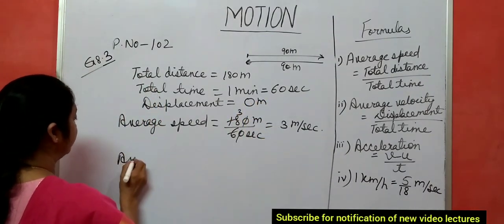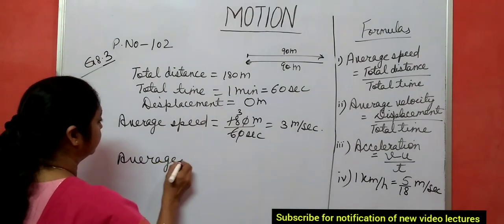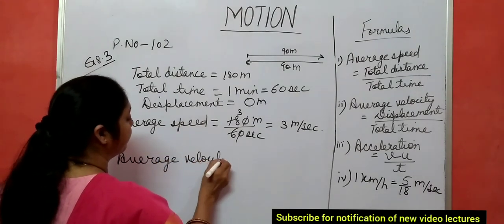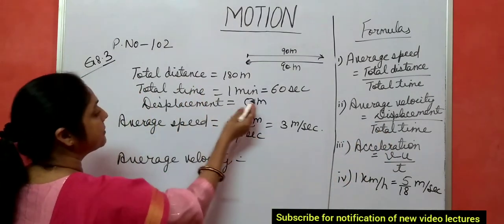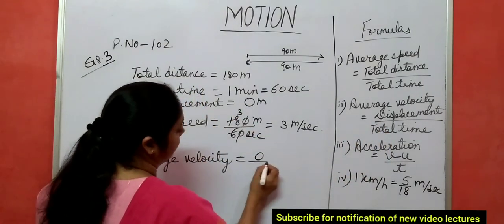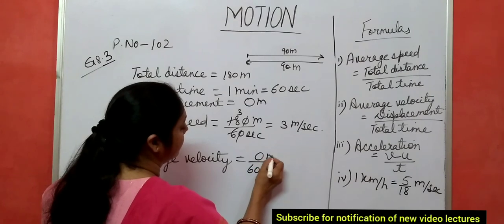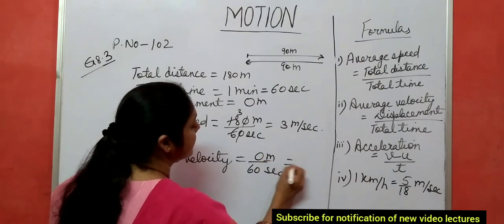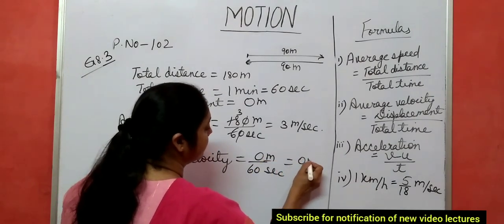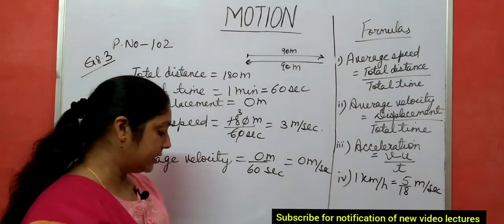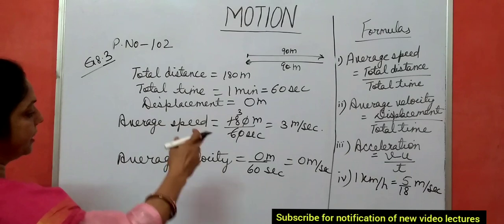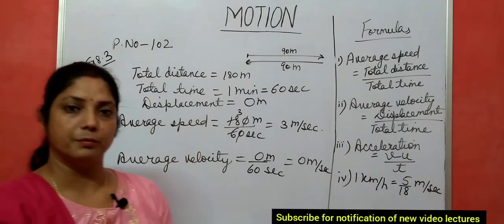So average velocity becomes how much? Average velocity is displacement by total time, and displacement here is 0. Total time is 60, and this is in second, so it is just 0, right? 0 meter per second. In this way, you calculate the average speed and average velocity problem.